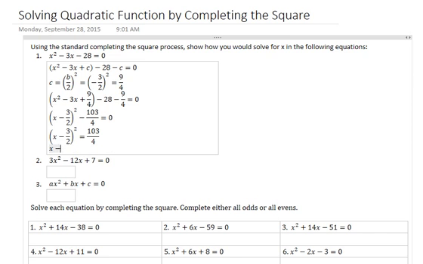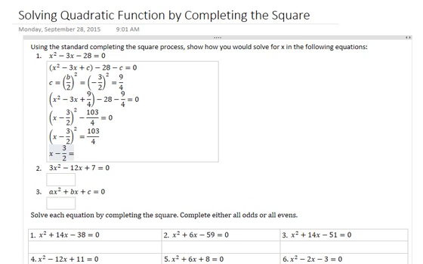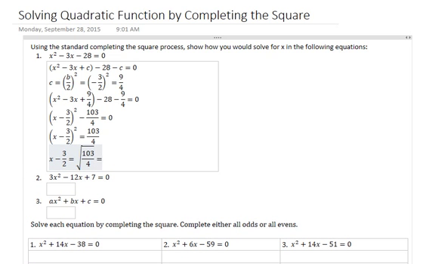Okay, x minus 3/2 equals the square root of 103 over 4, which I'm going to tell you right now is the square root of 103 divided by 2, like that.